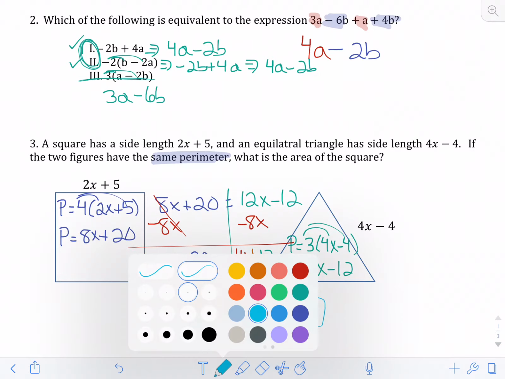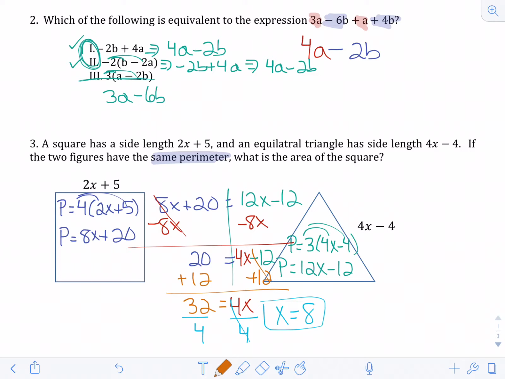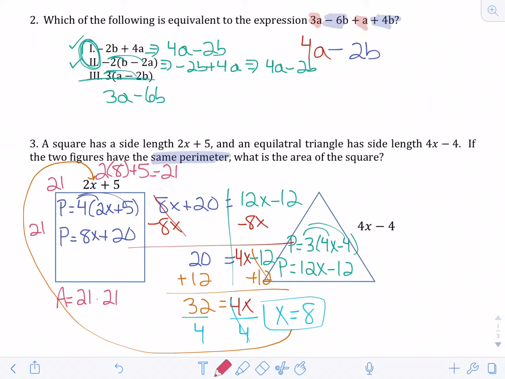So now what I'm going to do, since x is equal to 8, I'm going to take that, and I'm going to go all the way around and plug it in right here. So what I have is 2 times 8 plus 5. 2 times 8 is 16, 16 plus 5 is 21. It's asking for the area of the square. So to find the area of the square, you have to do either length times width or side times side. So that would be 21 times 21. So my area here is just 21 times 21. And my area, when you multiply that out, will give you 441. And I just like to put units squared.